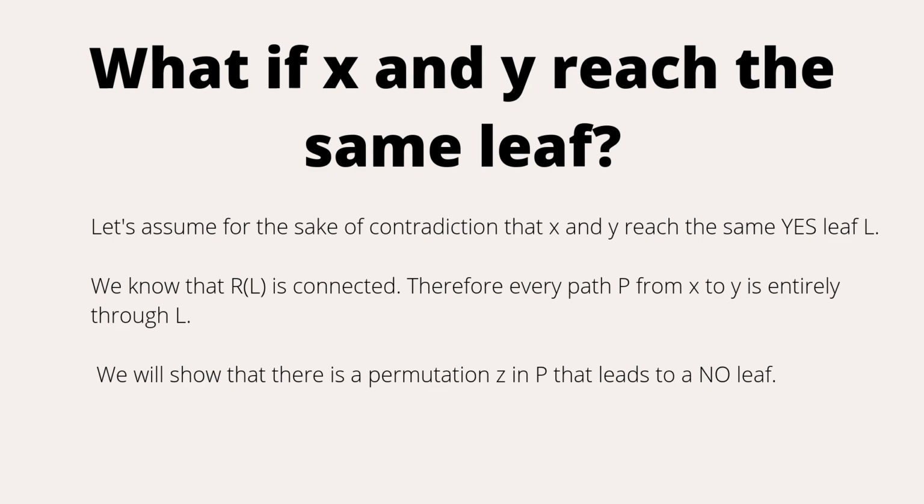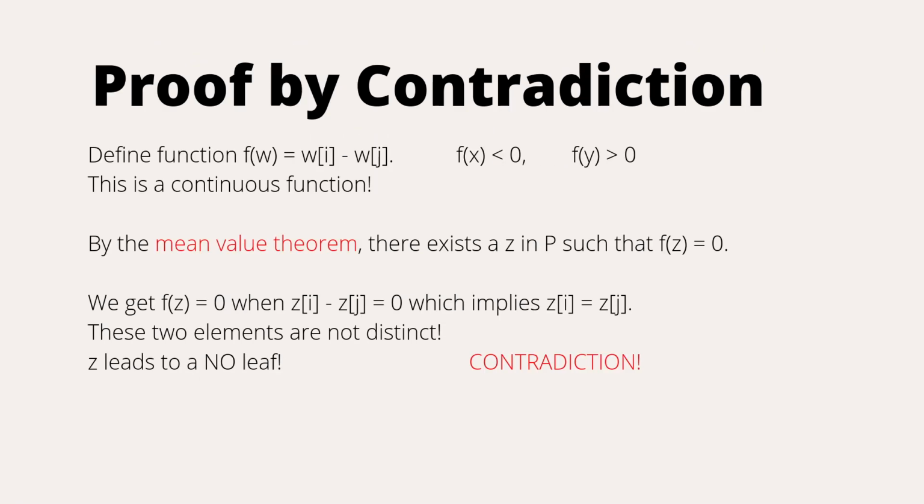So we showed from our previous claim that the region of L, R of L, is connected. Therefore, every path P from x to y we know is entirely inside of L. It's entirely inside this region of L. It's inside this leaf, and it's inside that whole region in that leaf. And we will show that there's some permutation Z in P, in this path, that leads to a no leaf. That will be the crux of our proof. So as I said, it's a proof by contradiction.